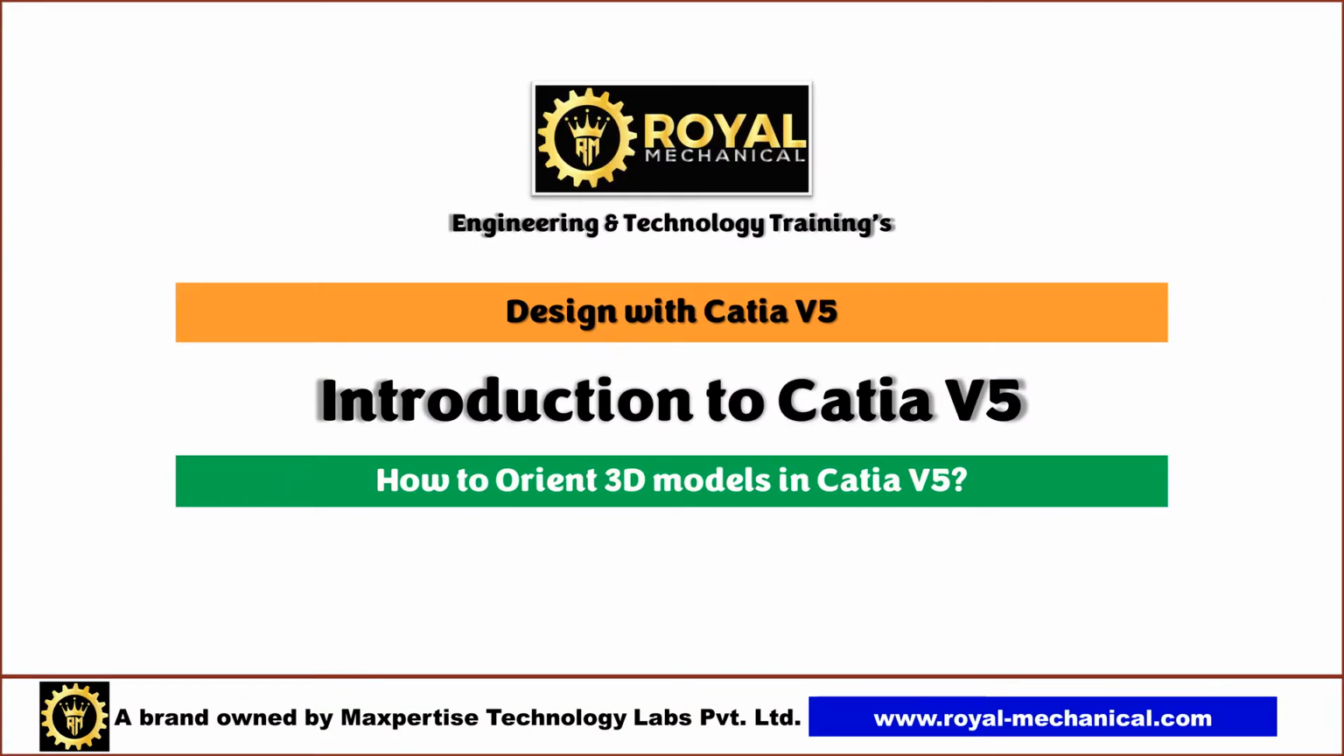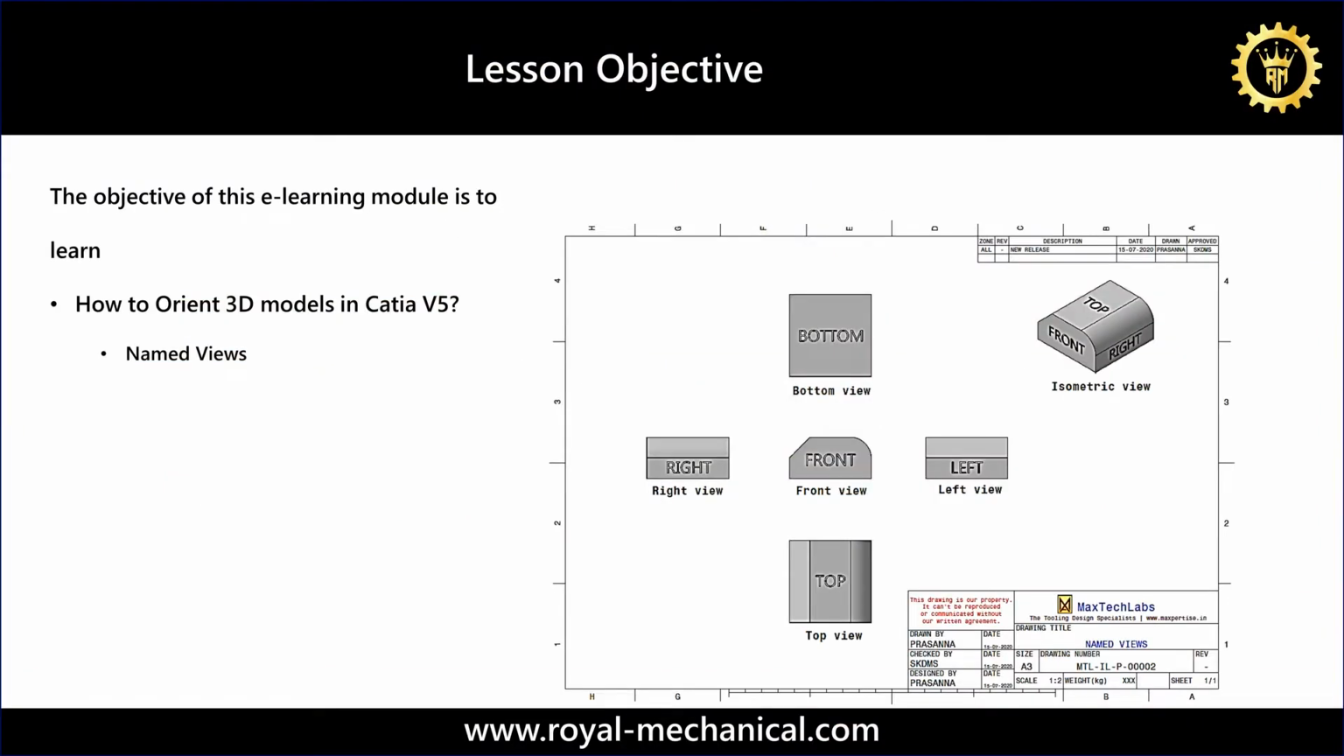How to orient 3D models in Catia V5. In this e-learning module, I shall demonstrate, and make you understand, how to orient 3D models in Part Design Workbench of Catia V5. In Catia V5, the orientation of 3D models can be set using Named Views command.